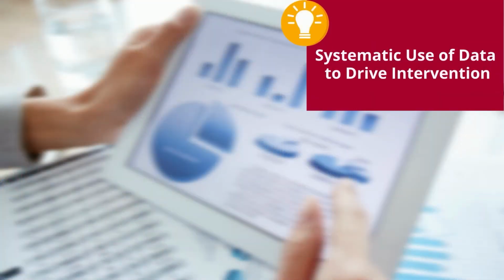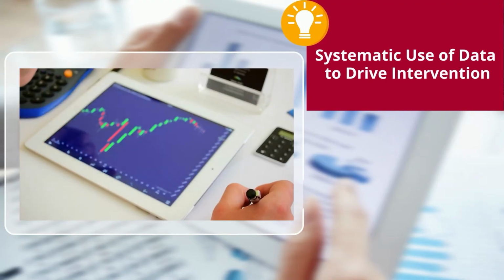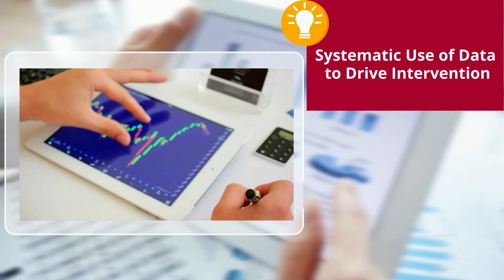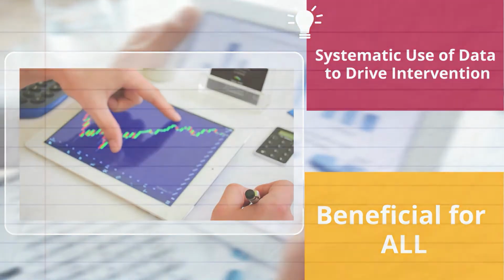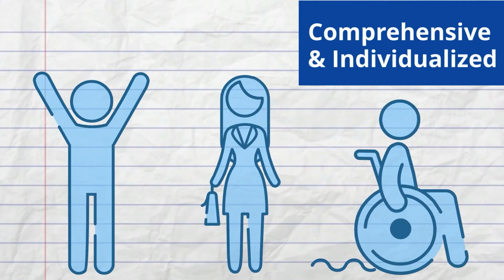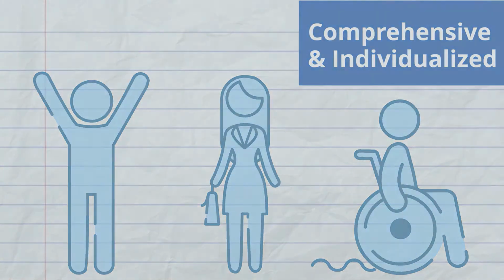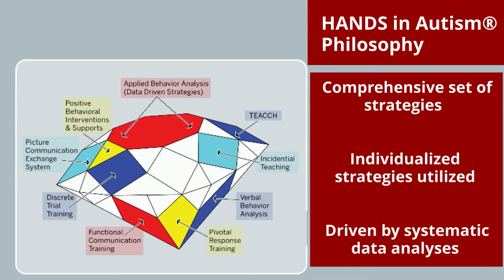ABA is the systematic use of data to drive the effective application of behavioral principles. It is essential to teaching and supporting those with ASD, but is also beneficial to many learners with and without disabilities. HANDS supports the use of a comprehensive set of strategies and practices, aligned with the needs of the individual and setting. ABA is a part of the HANDS philosophy diamond, which represents the philosophy of the Hands and Autism model.